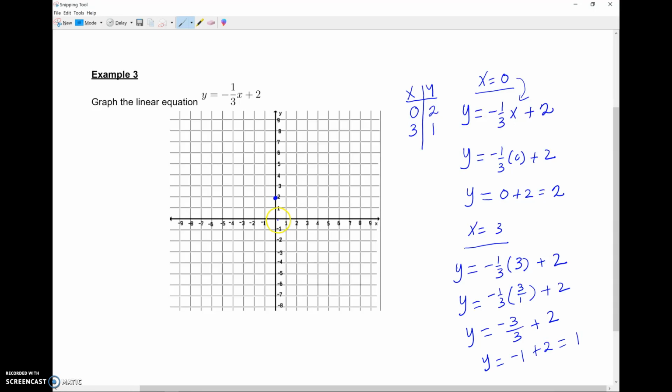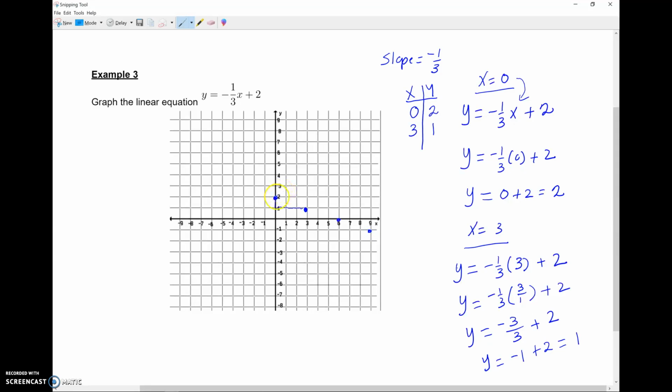So we start at the origin, go over 3, and go up 1. And you notice we have a slope of 1 over 3, which is a negative slope. So our slope is negative 1 over 3. That is the rate of change, or the change between 2 points. So we're going to go down 1 over 1, 2, 3. Go down 1 again, 1, 2, 3.